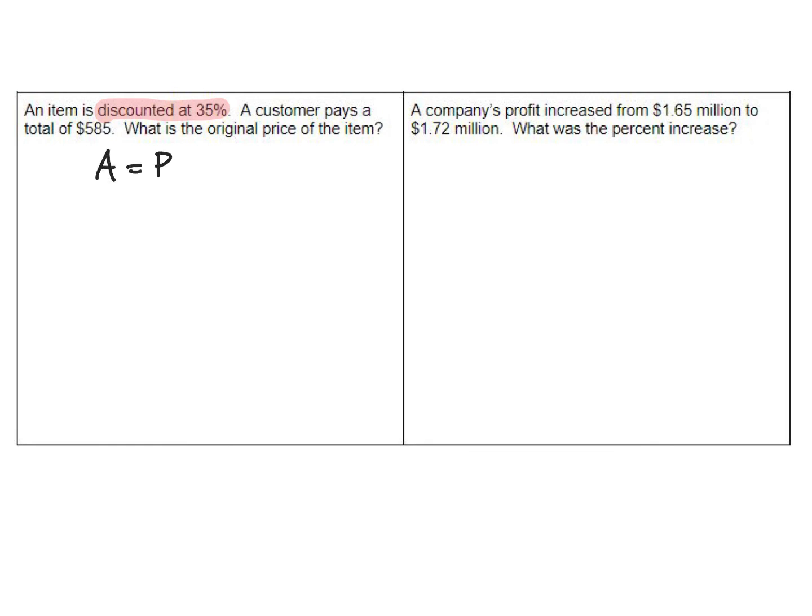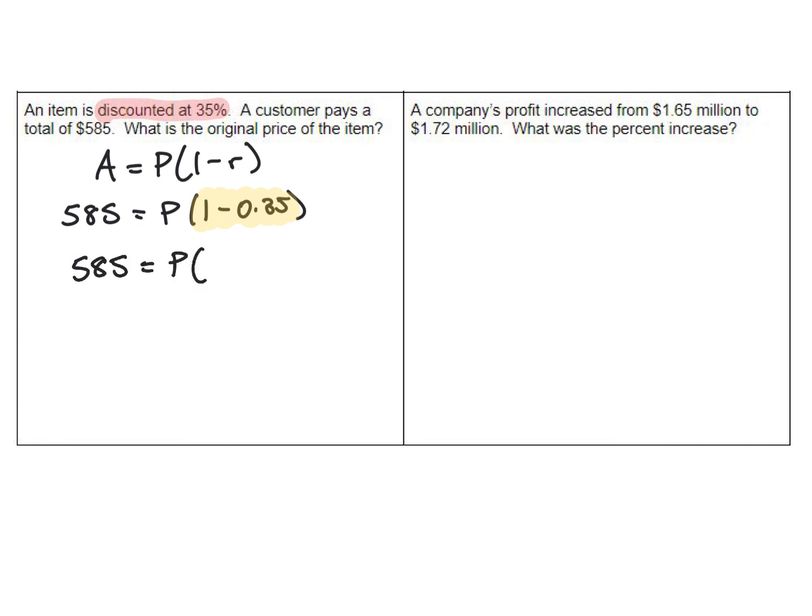So I have my amount equals my principal times 1 minus R. I know that the amount I'm paying for A is $585. The principal or the starting amount is what I don't know. And I also know my rate is 35%. So I would do 1 minus 0.35. Okay, so all I got to do is solve this for P. So here we go. We'll first want to simplify this. 1 minus 0.35 would be like 585 equals P times 1 minus 0.35 would give us 0.65.